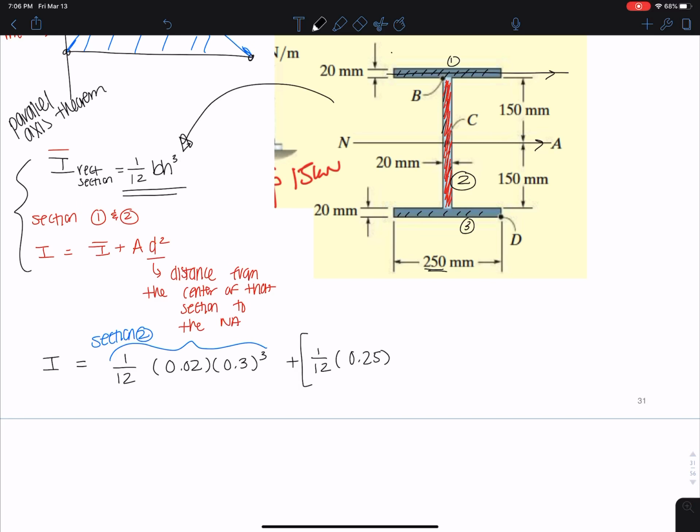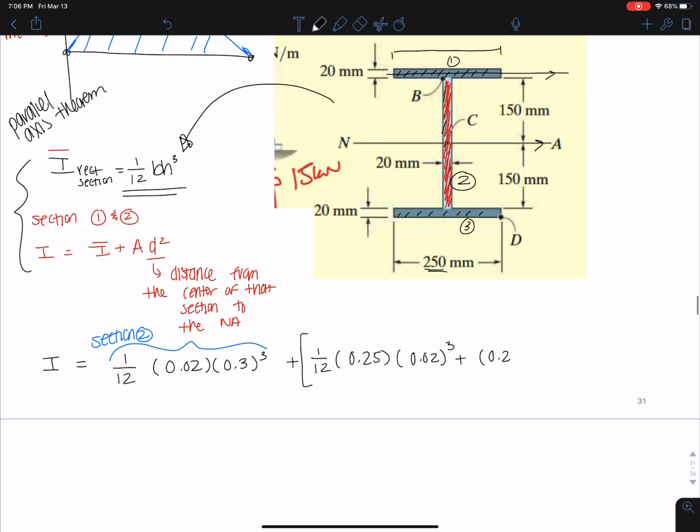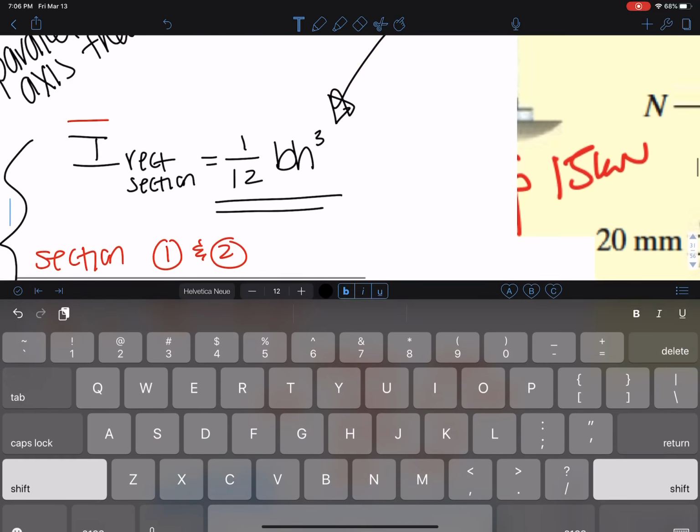right here, same up here, right? Times H, 0.02 cubed. Now I need, oops, that's not a cube symbol. This is the cube symbol. Now I need to add the area, 0.25 times 0.02 times that D value. And let's zoom in here to figure out what that D value is.